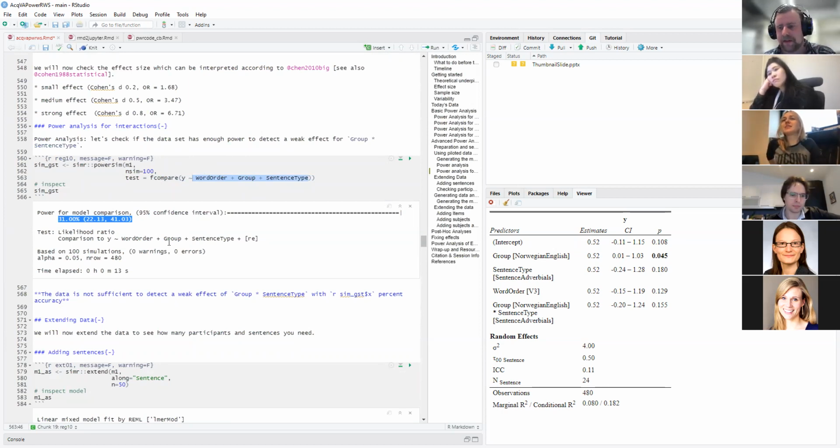And then may I ask just why we don't specify the intercept here again? Because with this specific function, this tells you that you only need the fixed effects part of the model. The random effect part will just be copied from the other model. So you don't need to specify it.